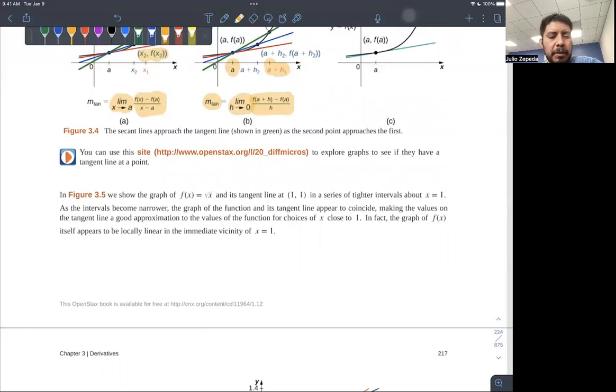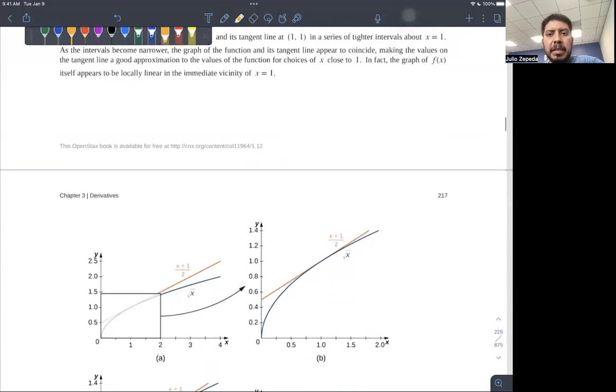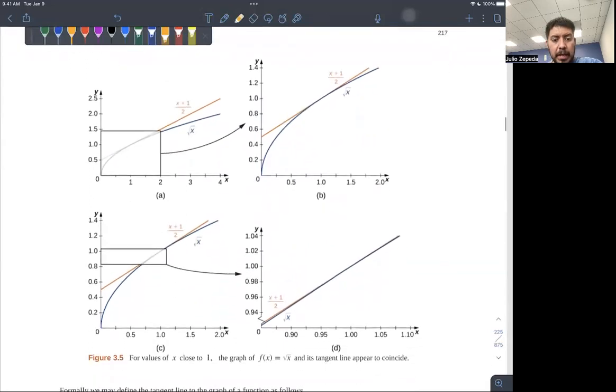As the intervals become narrower, the graph of the function and its tangent line appear to coincide, making the values on the tangent line a good approximation to the values of the function for choices of x close to 1. In fact, the graph of f of x itself appears to be locally linear in the immediate vicinity of x equals 1. Okay, so what is this saying here? Just kind of talking about the usefulness of the tangent line.